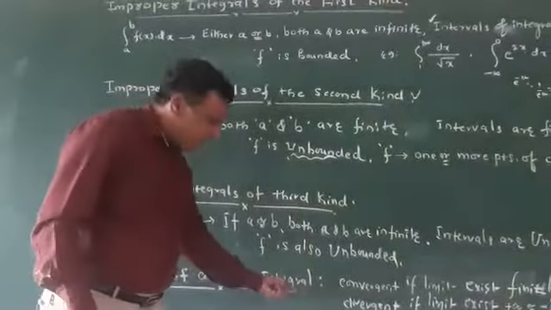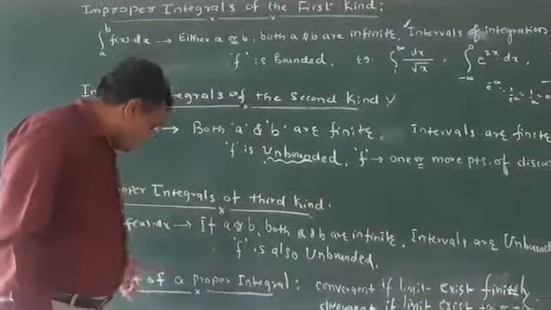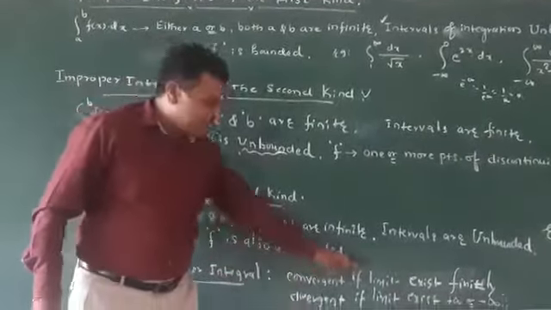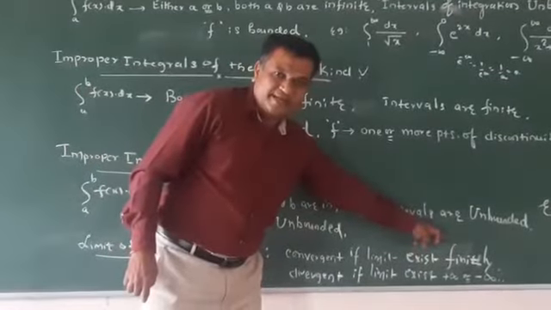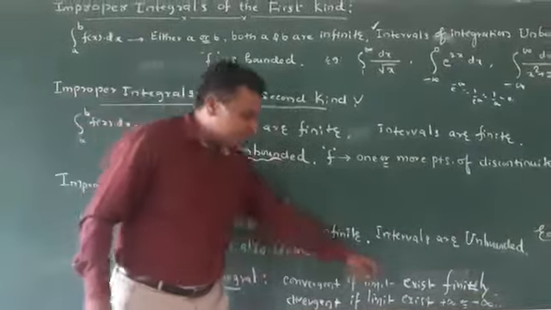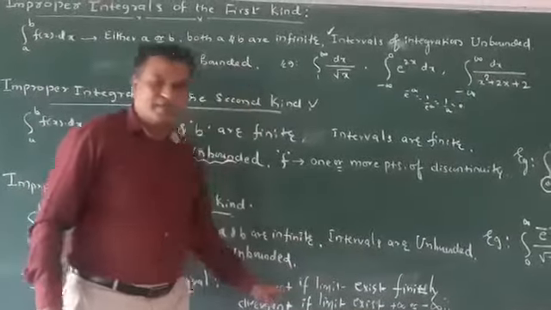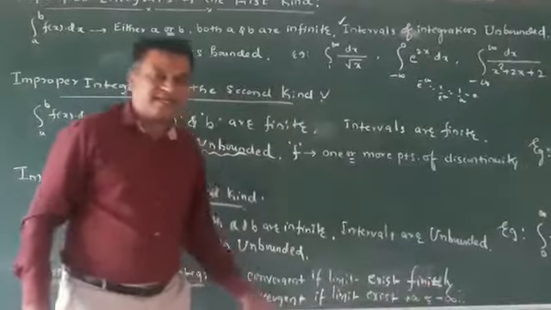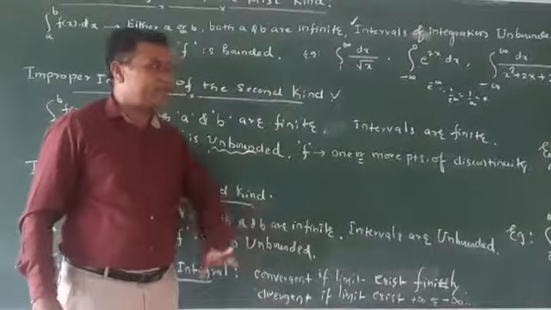Limit of a proper integral. When you say that the limit for the given function is said to be convergent, it means that the limit exists finitely. By substituting the given point in the given function, if it exists finitely, it is said to be convergent. If it tends to plus infinity or minus infinity, it is said to be divergent. Okay?